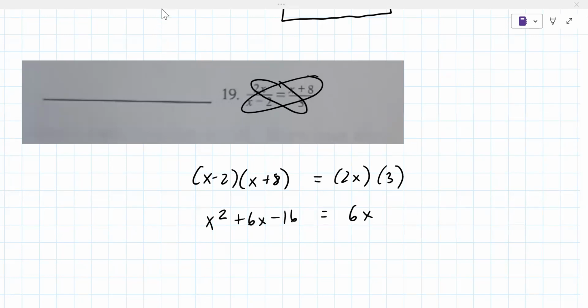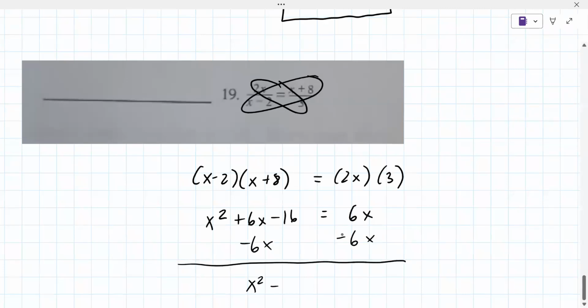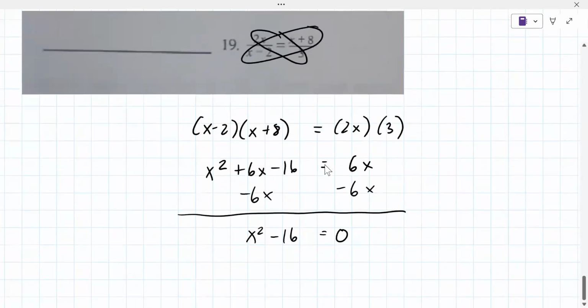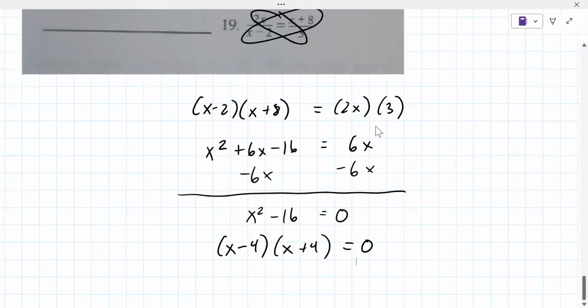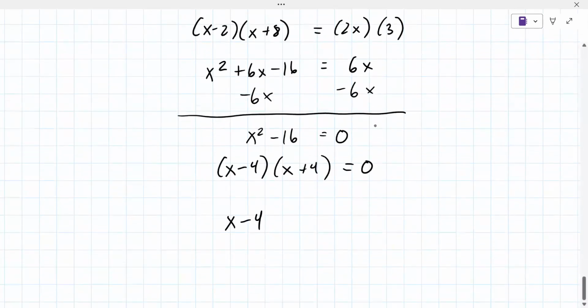Okay. All right, so you subtract 6x from both sides and it ends up canceling. So you're left with x squared minus 16 equals 0. And so this becomes x minus 4, x plus 4 equals 0. So you set each of those equal to 0: x minus 4 equals 0, x plus 4 equals 0, x equals 4, x equals minus 4.